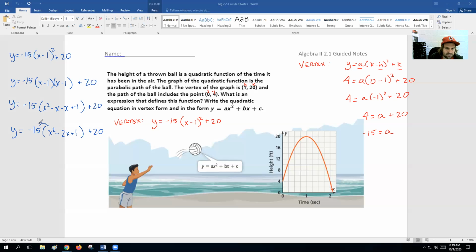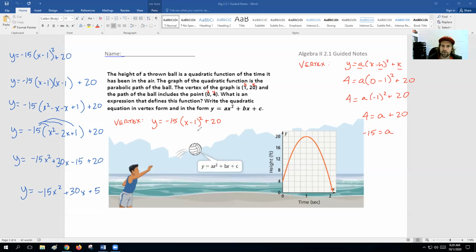Now let's distribute the negative 16 to those three things. So we get a negative 16x squared. Negative 16 times negative 2x becomes a positive 32x. And then negative 16 times 1 is a minus 16. And we have our plus 20. Now finally our plus 20 gets involved here. We can combine it with the negative 16, and we would get a final answer of negative 16x squared plus 32x plus 4. So both of these are the same expression.